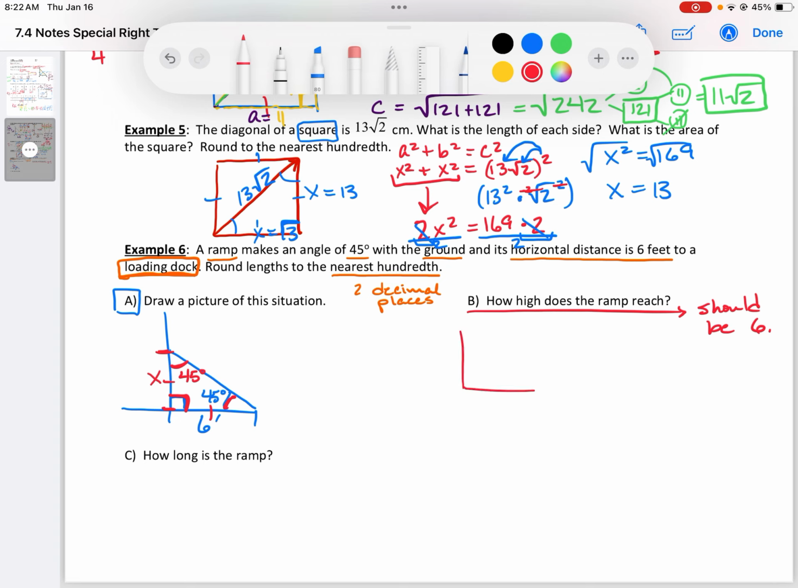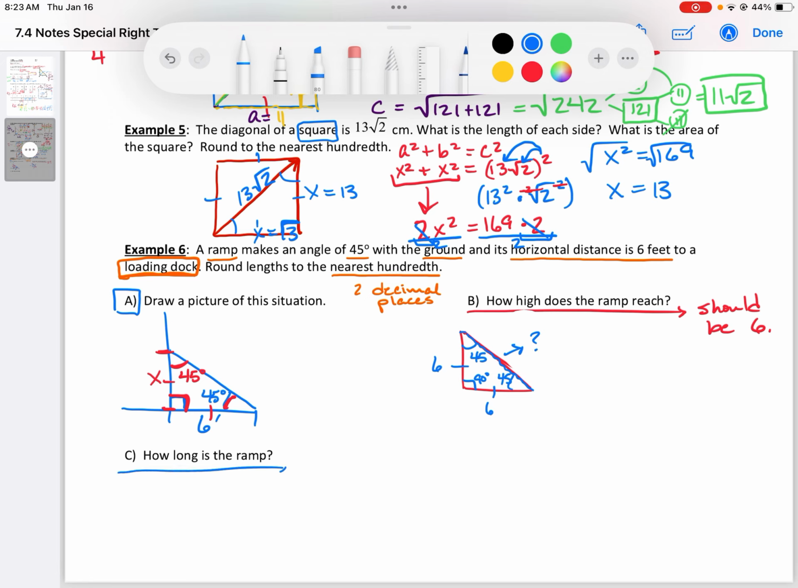I have a triangle, 45 degrees, and 6 as one of the sides, 90 as the other angle. Yeah, it's a 45, 45, 90 triangle. So, isosceles. The ramp goes up 6. Next question, how long is the ramp? So this distance right here.